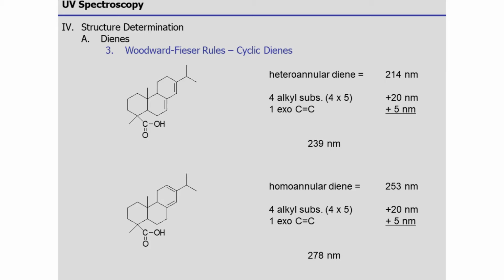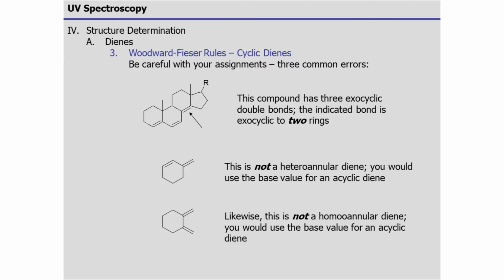For example, a heteroannular diene with 4 alkyl substituents and 1 exocyclic double bond has a lambda max of 239 nanometers. Common errors in assignments include misidentifying the type of diene. For example, a compound with 3 exocyclic double bonds should not be classified as a heteroannular or homoannular diene.